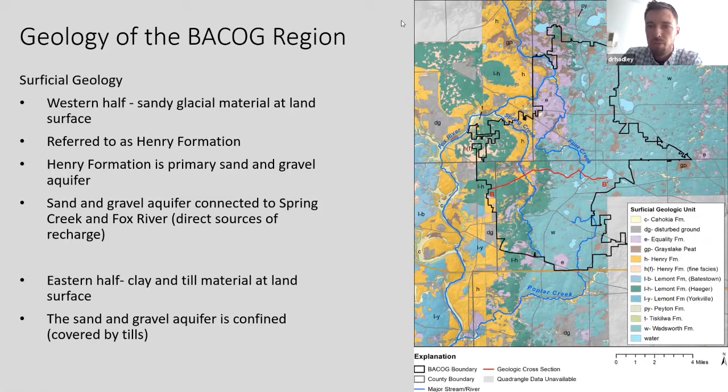In the western half of the BACOG region, there's a lot of sand and gravels at land surface. If you're walking on the ground at a stream cut, you could actually see these sands and gravels. They're immediately at land surface. This is a formation that we refer to as the Henry Formation. This really is the primary aquifer in the BACOG region, or the primary shallow aquifer.